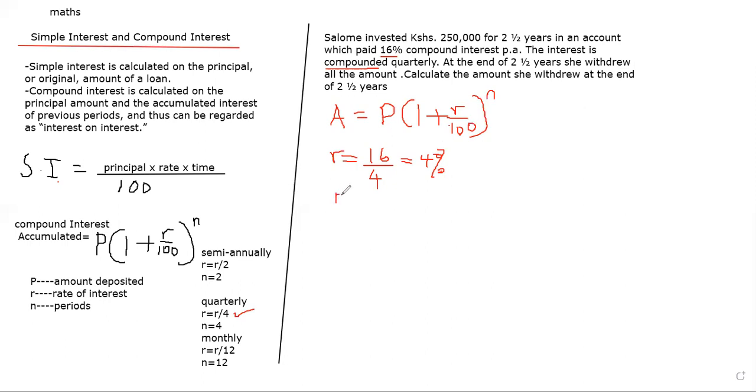The number of periods: how many times is he going to get the interest? In a year he is getting interest 4 times. That is in a year, but it went for 2.5 years. So we have 4 for the first year, another 4 for the following year, and then the other one went to a half. So half of 4 is 2. That is equal to 10 periods. So therefore, our N there is equivalent to 10.